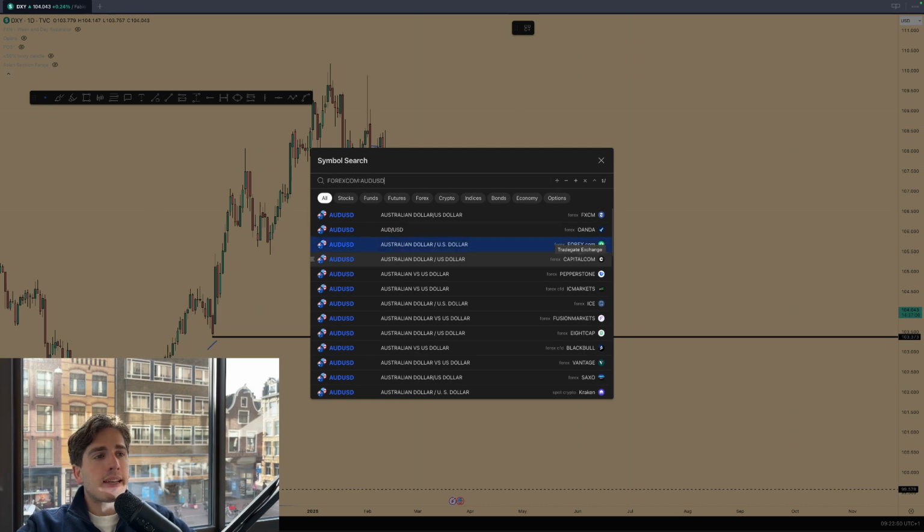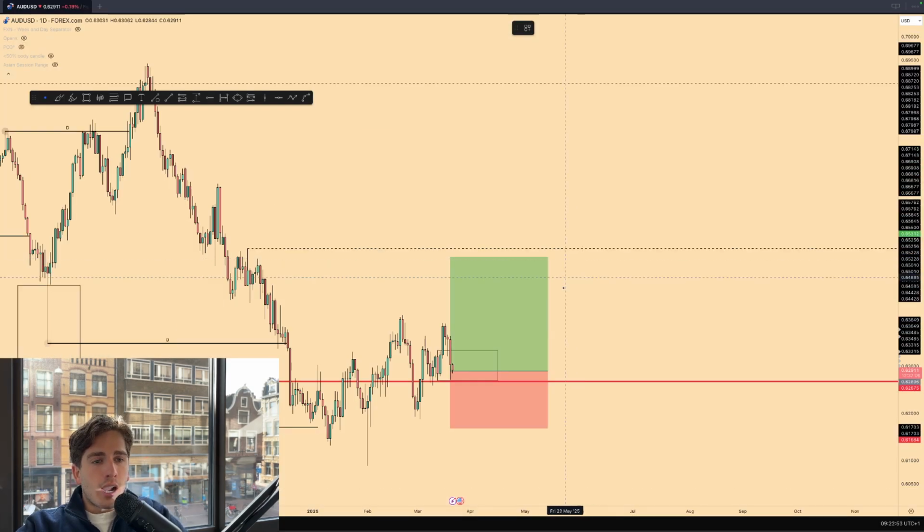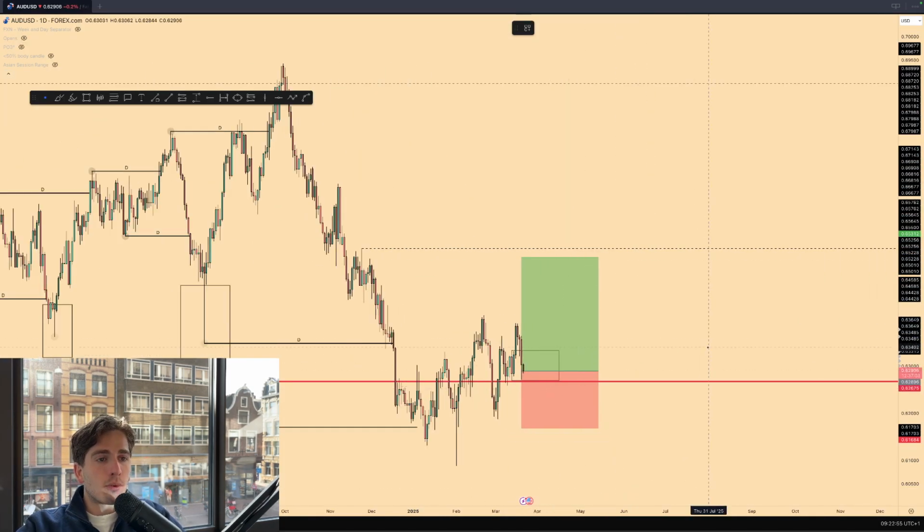Going into AUDUSD next, AUDUSD is looking pretty good. I'm eyeing up this long position, which I have here open on my screen.